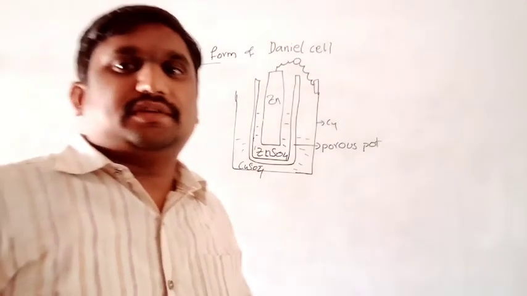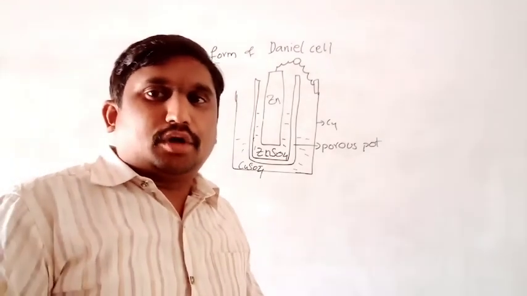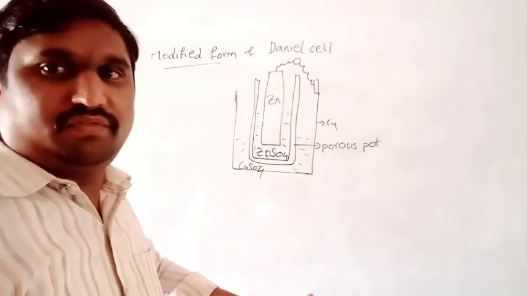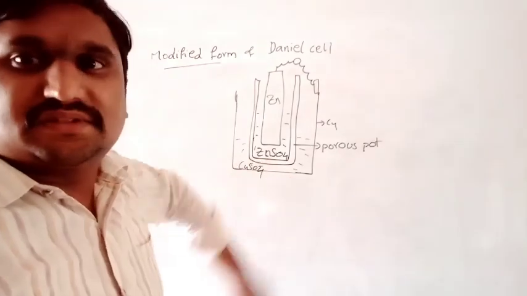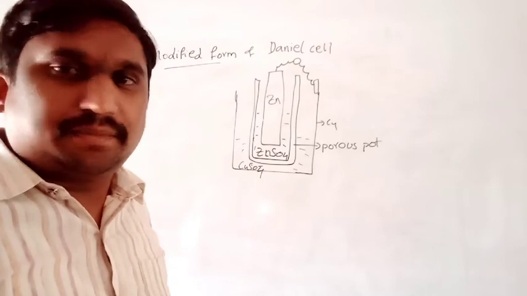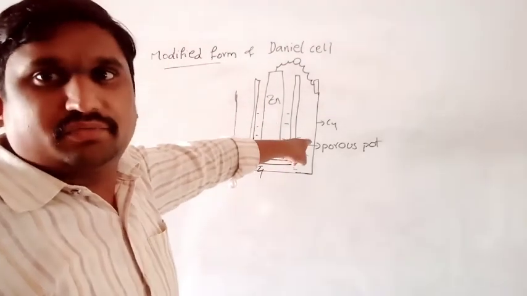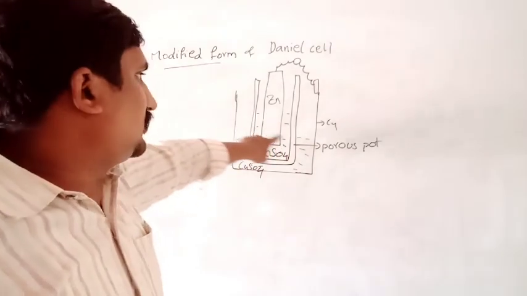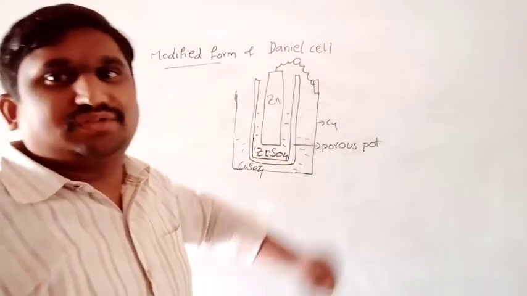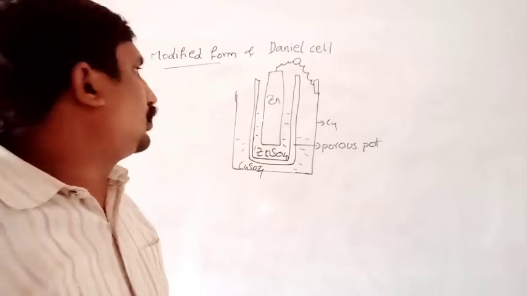Okay students, next we are discussing the modified form of Daniell cell. What is the modification we have made here? The salt bridge has been replaced by a porous pot. The salt bridge is not there in the modified form, as you can see. Instead of the salt bridge we have taken a porous pot, and except for that, the cell functions in the normal manner.